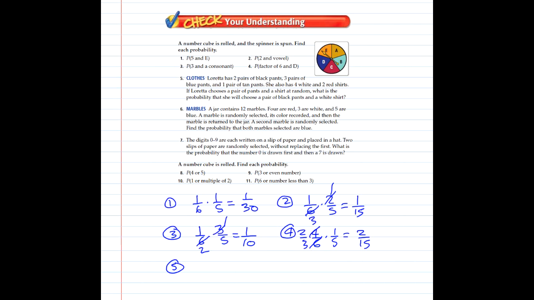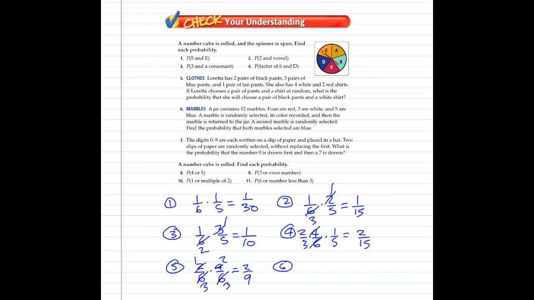Number 5. Loretta has 2 pair of black pants, 3 pair of blue pants, and 1 pair of tan pants. She also has 4 white and 2 red shirts. If Loretta chooses a pair of pants and a shirt at random, what is the probability that she will choose a pair of black pants and a white shirt? Well, she has 2 black pants out of 6. She has 4 white shirts out of 6. We multiply those together. Let's simplify here. First, we got 1 here and 3 here and 2 here and 3 here. So our probability is 2 in 9.